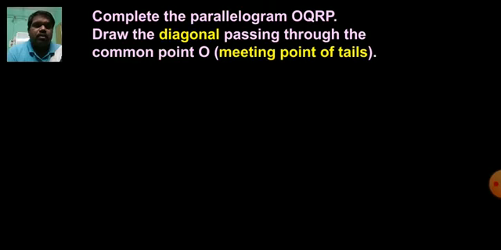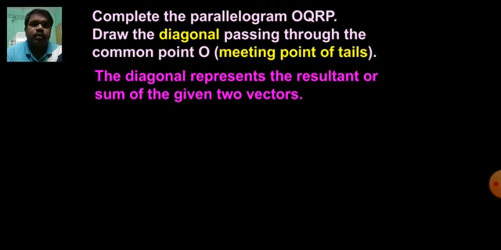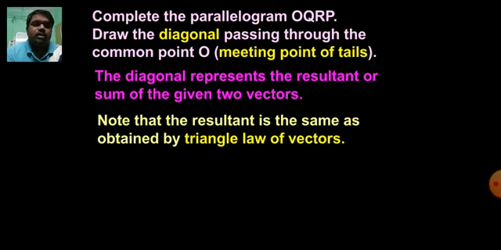So complete the parallelogram OQRP. Draw the diagonal passing through the common point O, the meeting point of the tails. This is the step by step meaning. The diagonal represents the resultant or sum of the given two vectors. Note that the resultant is the same as that obtained by the triangle law.